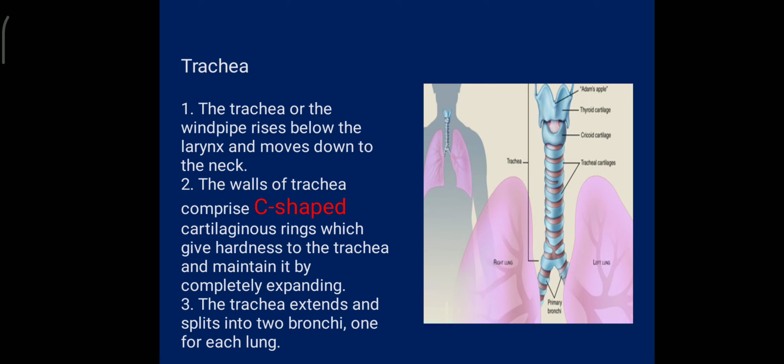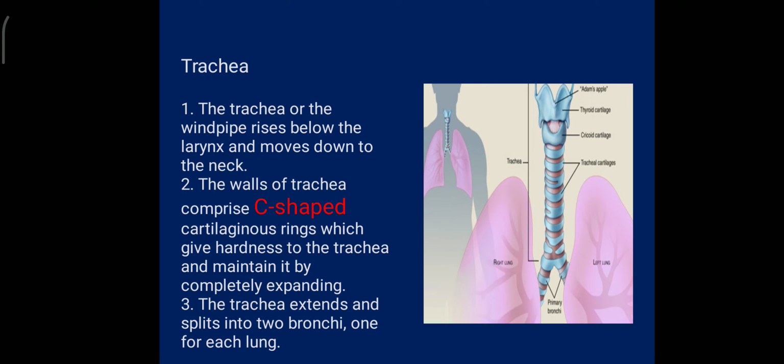A very important one-mark point is the walls of the trachea. Can you see the picture here? The trachea, what shape is that? It is a C-shaped cartilaginous ring which gives hardness to the trachea and maintains it completely by expanding. The trachea extends and splits into 2 bronchi, one for each lung.